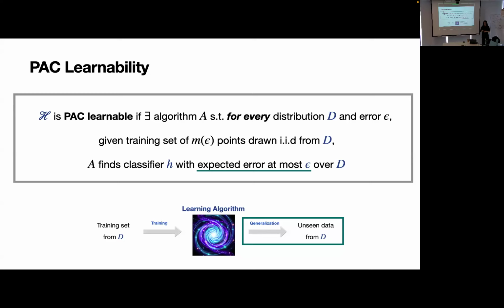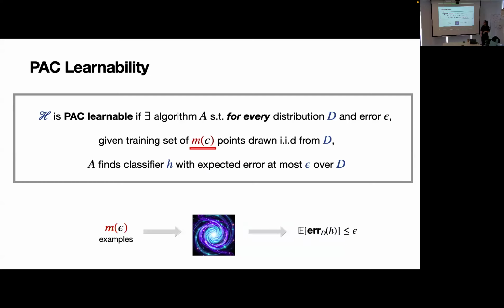Good. Questions about the definition? Okay. A key property that we care about here is this M of epsilon. That's the sample complexity of the algorithm, the sample complexity of the class. It's how many examples we need, as a function of epsilon, to get error at most epsilon. So obviously, I want this to be as small as possible.